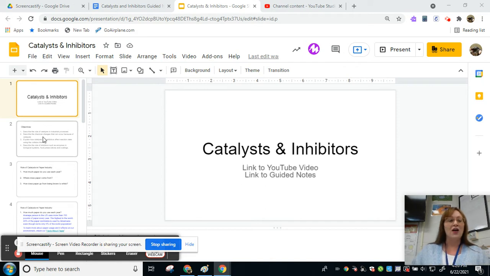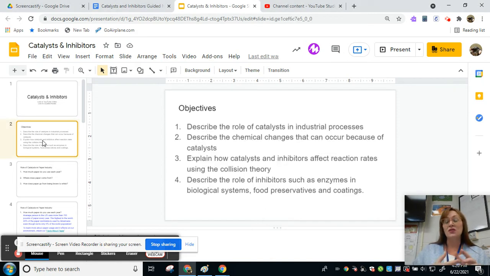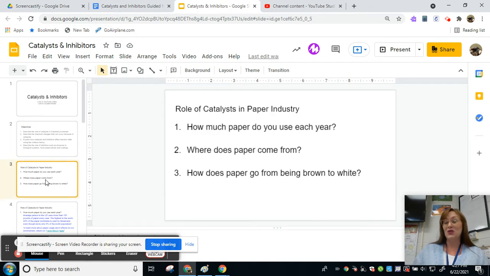So let's look at our objectives. Objective 1, we want to describe the role of catalysts and how they're useful in things like industry. We're going to describe the chemical changes that can occur because of catalysts. We're going to explain how catalysts and inhibitors affect reaction rates, going over the collision theory. And we're going to describe the role of inhibitors as biological enzymes, food preservatives, or coatings for metals to prevent tarnishing or rusting.